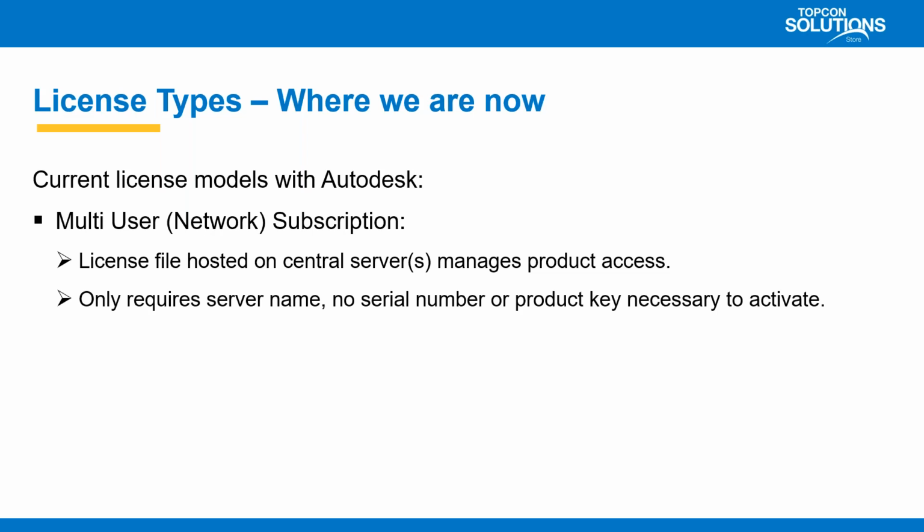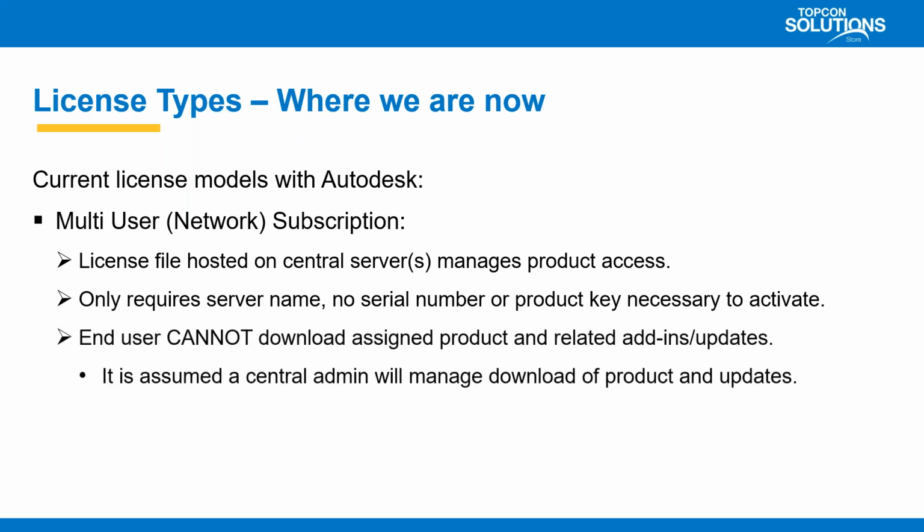This one only requires a server name to activate. When you launch it for the first time, you will not need to enter a serial number or a product key. You'll just need to make sure that you know where your license file is hosted and what that machine name is. Usually it's your central server, and 9 times out of 10, it's as simple as "server."